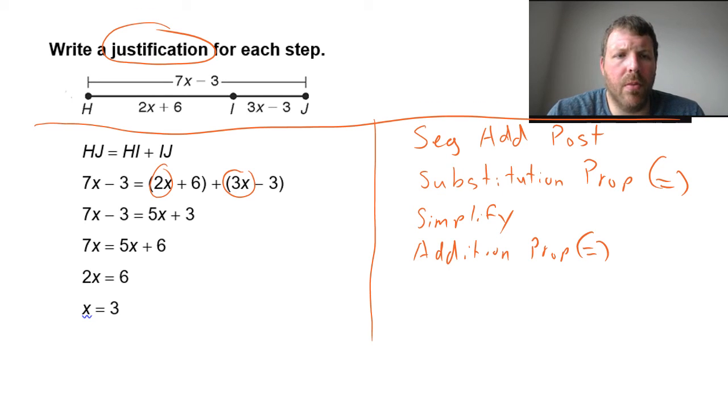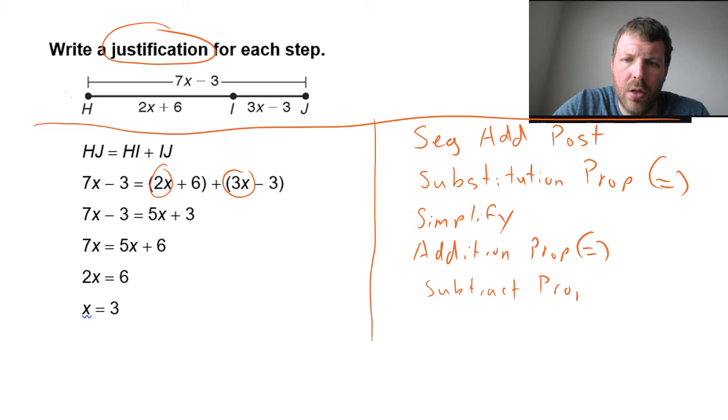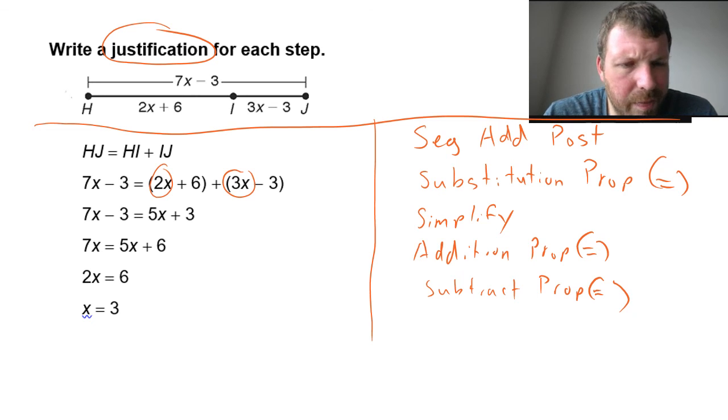All right, what about from statement 4 to statement 5? It looks like the 5x was moved. If you subtract 5x from both sides, you'll get 2x. So that's the subtraction property of equality. And then how do I get the last statement? If you guessed we're looking at dividing, we're going to divide by 2 on each side, and so that's the division property of equality.